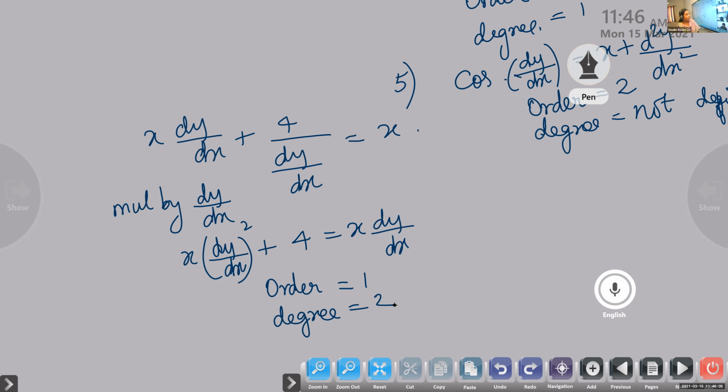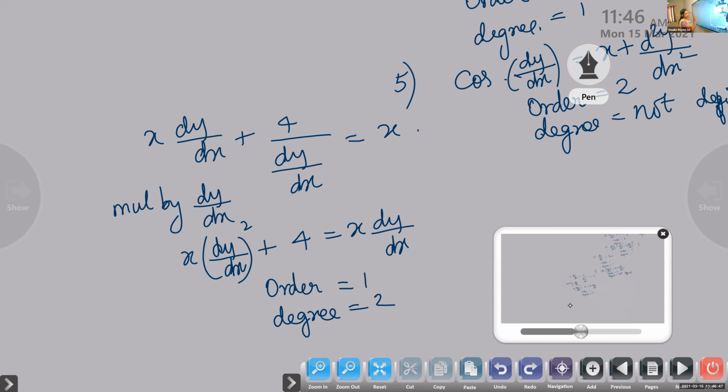That is why the definition of degree is written like this. Look at the definition we wrote there: the degree of a differential equation is the degree of the highest order derivative when the differential coefficients, meaning the derivative terms, are made free from radical indices and fractions. If you are able to remove them, we remove the radical indices and fractions and then look at the power and degree. Is it clear?